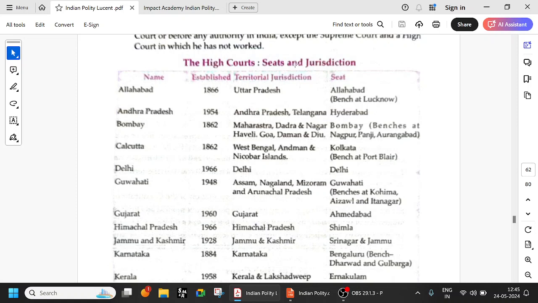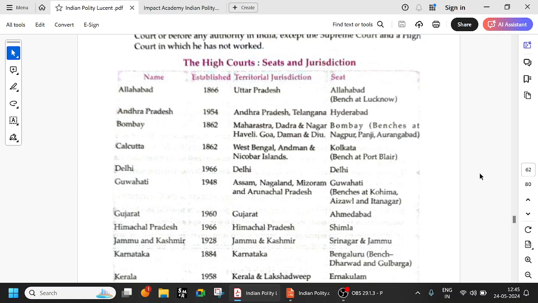So High Courts and seats and jurisdiction. Which is the oldest High Court? 1866, Allahabad, right? Uttar Pradesh, Allahabad, bench at Lucknow. So this is the oldest, just remember. And Andhra Pradesh is also 1954. So Andhra Pradesh High Court 1954. Right now it is in Amravati, right? Amravati, after the state has split.